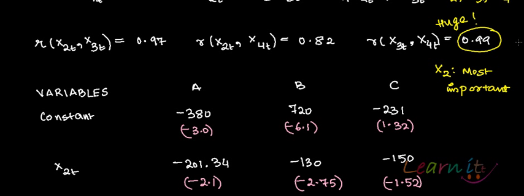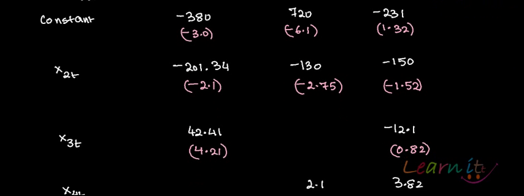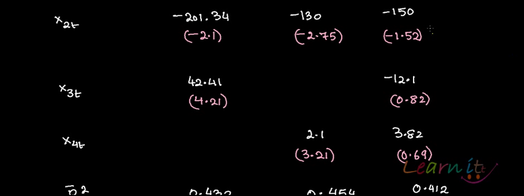Now look at model C, where x2, x3, and x4 are all included in the model. What happens to the statistical significance of x3 and x4? 0.82, 0.69. This is low statistical significance. Individually, they have very low statistical significance. But now look at what happens when you drop one of these variables in either model A or B. Look at the statistical significance of these variables. This is high statistical significance.